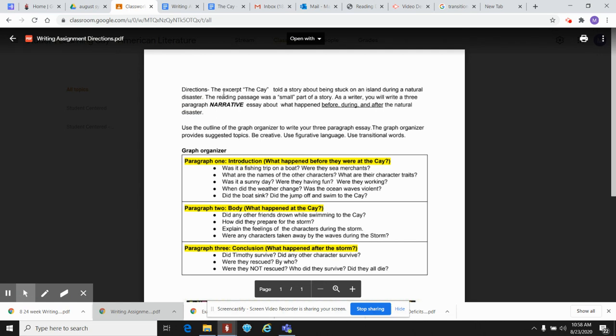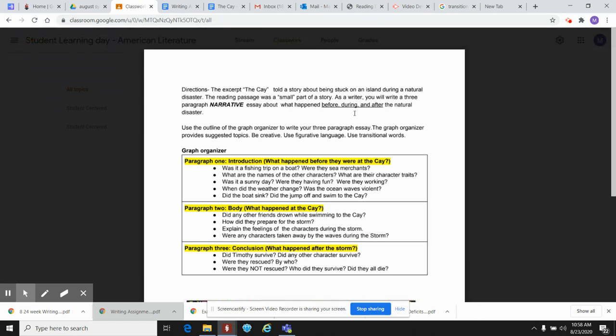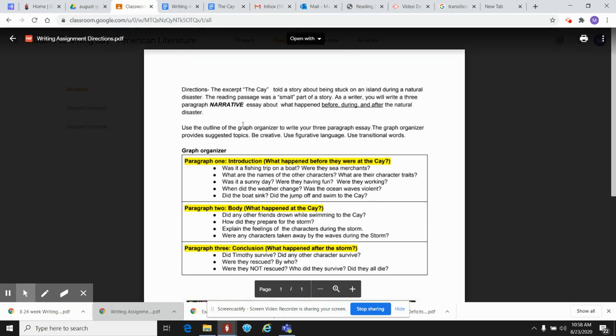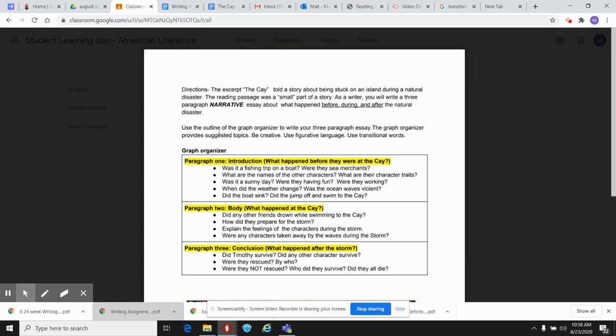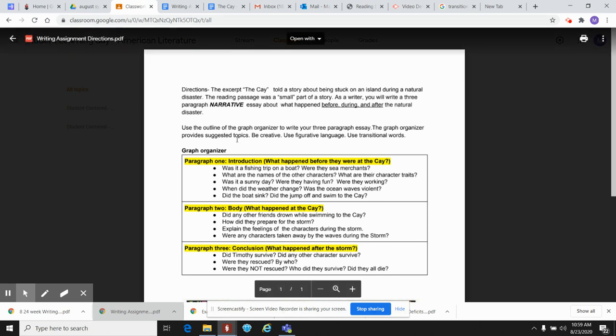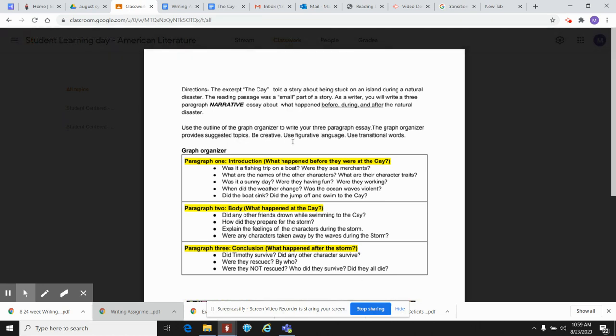The directions are: the excerpt, the K, told a story about being stuck on an island during a natural disaster. The reading passage was just a small part of a story. As a writer, you will write a three-paragraph narrative essay about what happened before, during, and after the natural disaster. Use the outline of the graph organizer to write your three-paragraph essay. The graph organizer provides suggested topics. Be creative, use figurative language, and use transitional words.